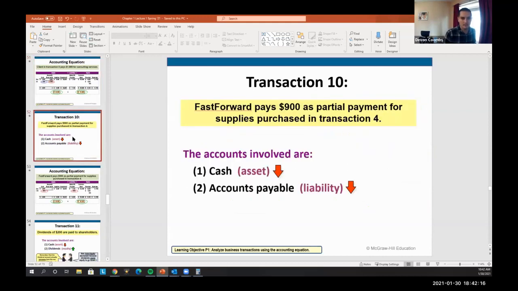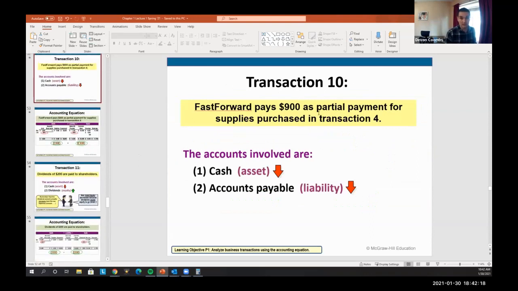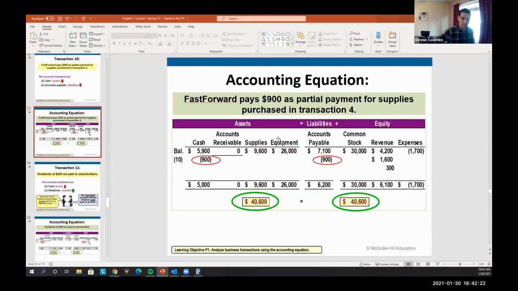Transaction 10. Fast Forward pays $900 as a partial payment for supplies. So we made a partial payment towards the supplies. So we reduce our cash and reduce our liabilities. We owed $7,100, we paid it off. Still in balance.